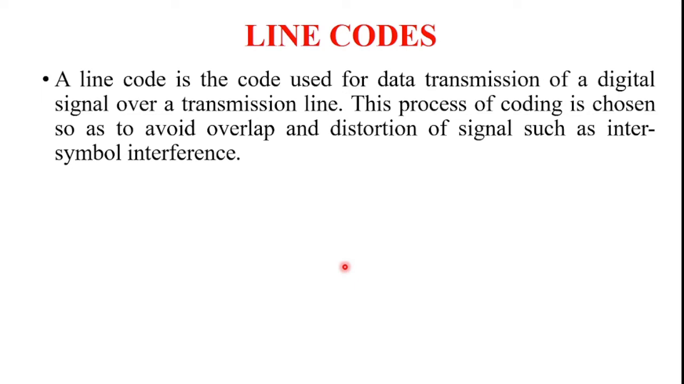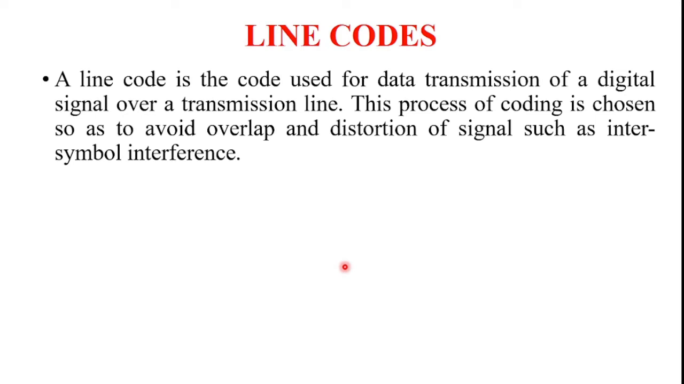A line code is used for data transmission of a digital signal over a transmission line. This process of coding is considered so as to avoid overlap and distortion of the signal, such as inter-symbol interference. And what is inter-symbol interference? We will discuss that later on.